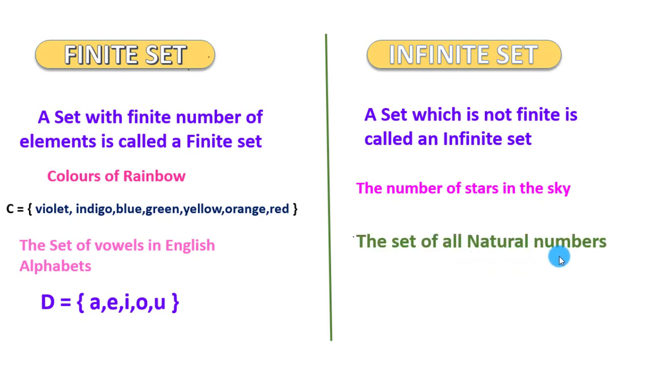Set of all natural numbers. Yes, natural numbers start with 1. So let E be a set containing natural numbers 1, 2, 3, 4, infinitely many. So it is an infinite set. So finite set means we can count the number of elements in the set. Infinite set means it has an uncountable number of elements in the set.